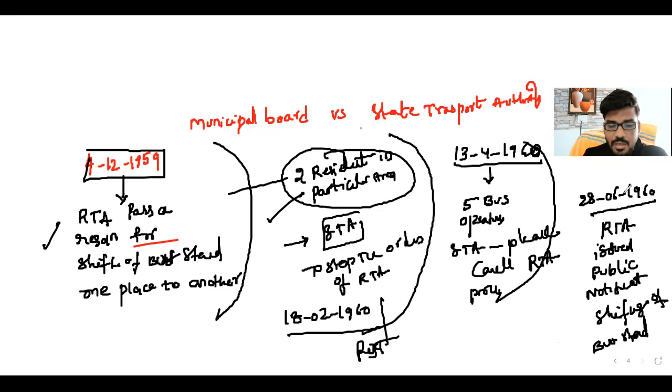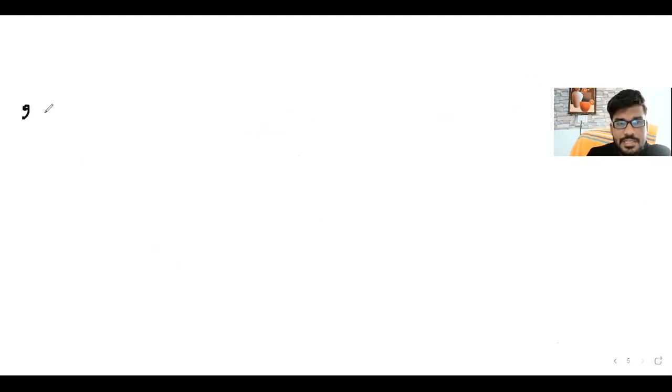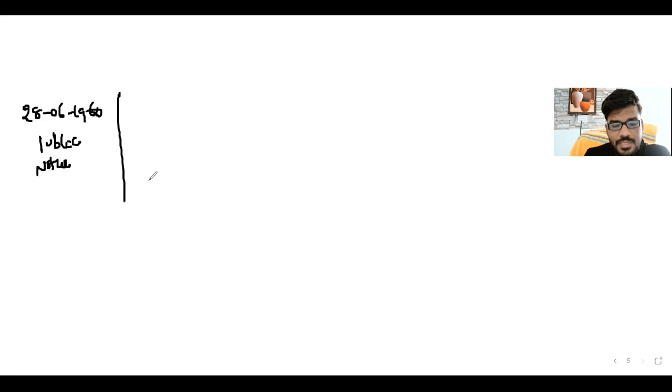Okay, so for the shifting of the bus stand, a public notification was issued by the RTA on 28/6/1960. After that, what happens? This public notification was published in the official gazette on 14/7/1960.